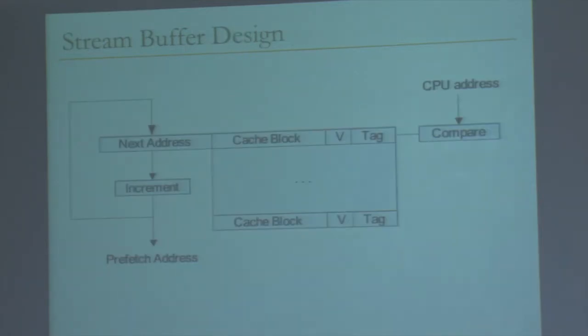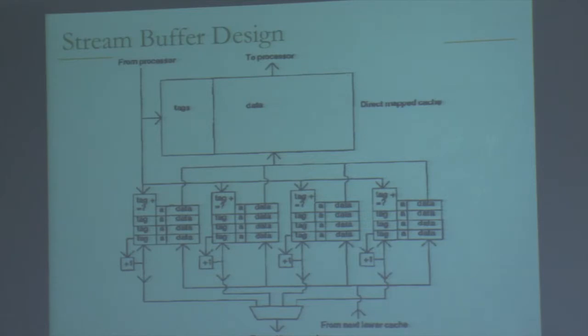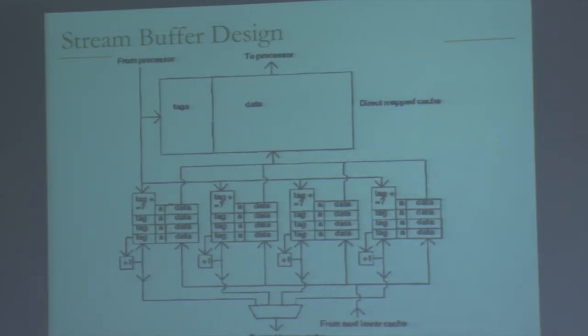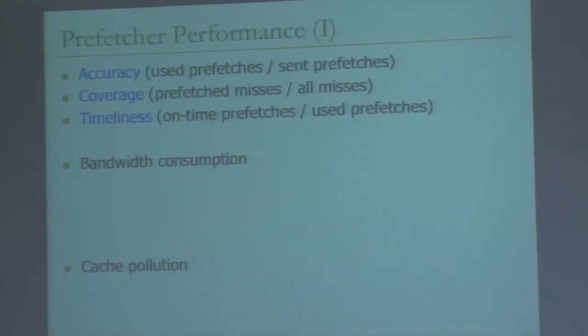Basically, this is actually very simple hardware. You just need to store the next address and increment it to generate the prefetch address. And you have to store a bunch of cache blocks in the stream. Whenever the CPU accesses the stream buffer, it compares the top address to its own address. If it's a match, that's great. And this is multiple stream buffers. You can see that.